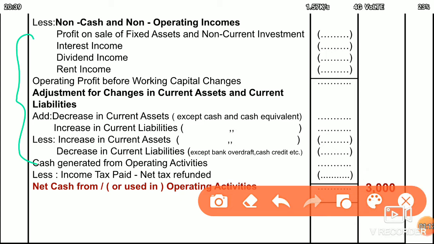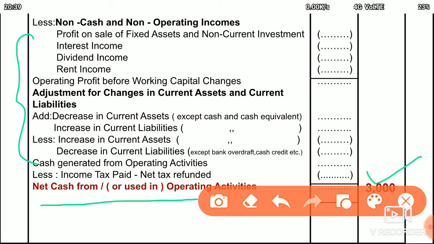the inflow or outflow will be shown as net cash. After the complete calculation, the net cash inflow or outflow from operating activities will be shown here. So according to the example, the inflow of cash will be shown as net cash from operating activities rupees 3,000, the example that I showed you a while before.